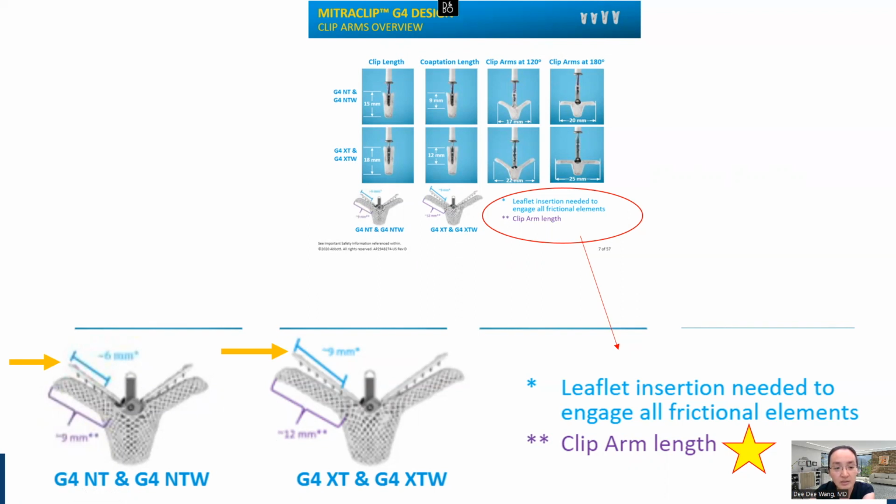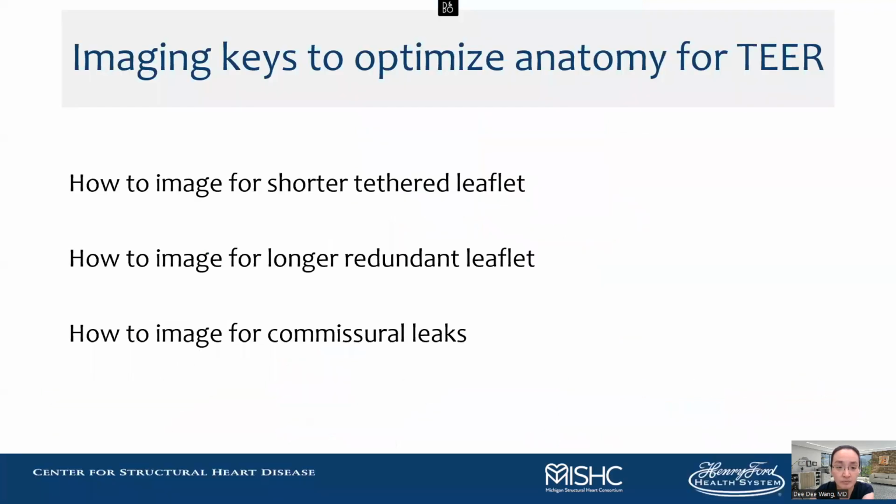In the NT and NTW system, the actual frictional elements are 6 millimeters. This refers to where the teeth are for the actual clip arms. The clip arms are dropped. This actually then translates to what the leaflet length minimally needs to be for successful capture of leaflets without risk of single leaflet detachment in the actual clip system.